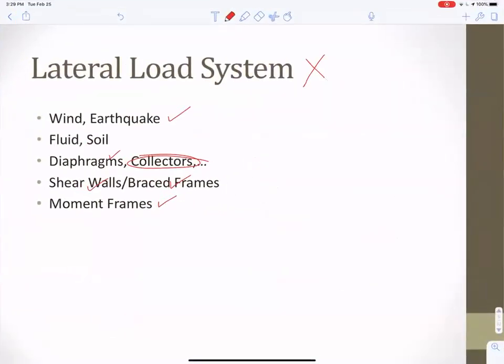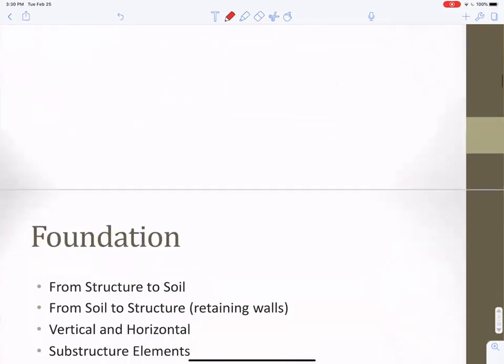So that man in that picture is Wayman Wing. And that building in that picture was the first moment resisting frame designed in the United States. And Mr. Wing is a University of Wyoming graduate. So anyway, we won't be doing things like that, but just some history connected to the University of Wyoming.